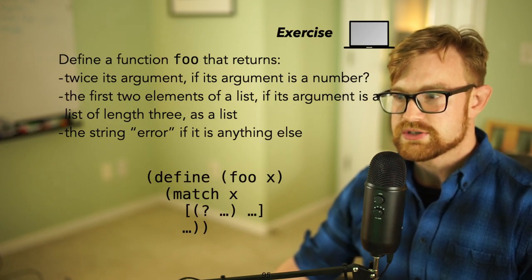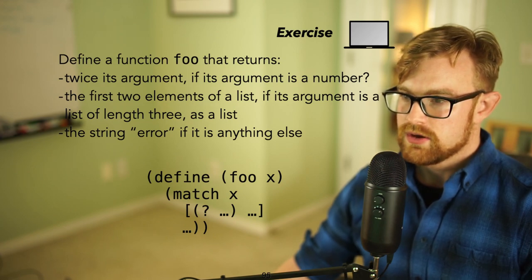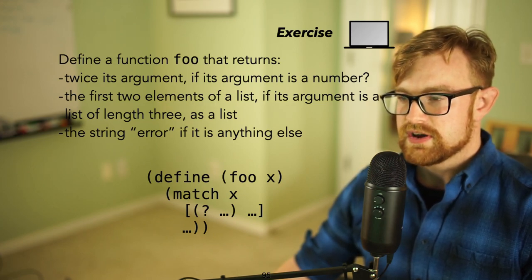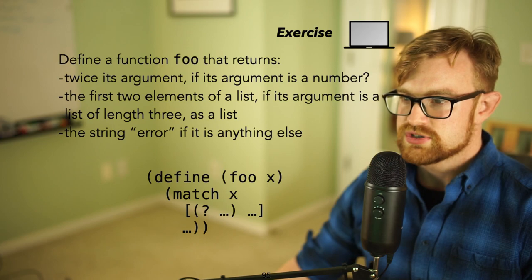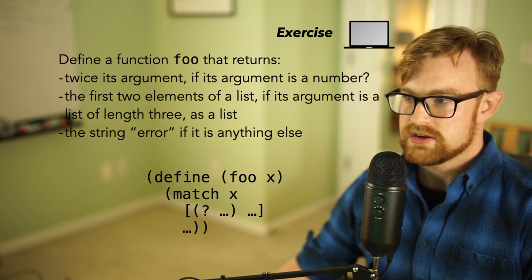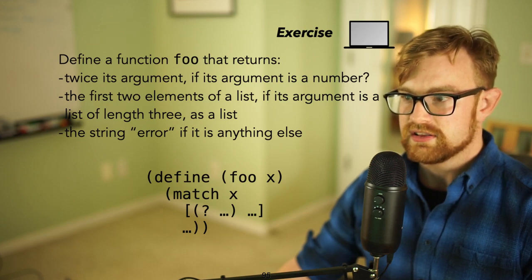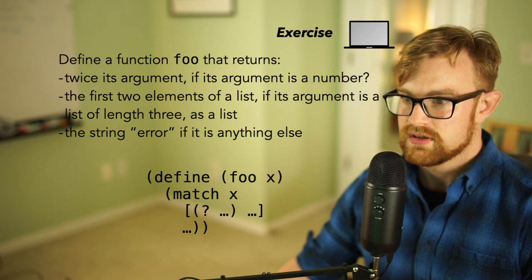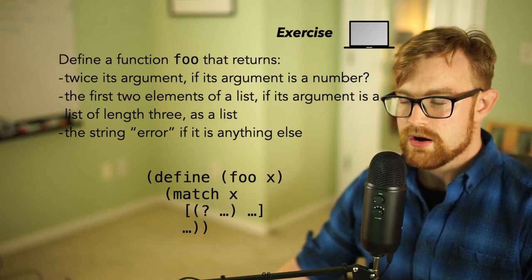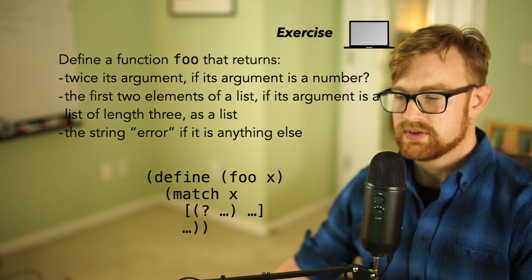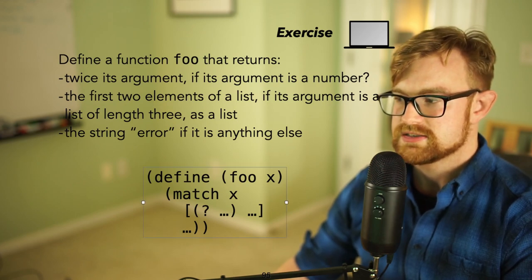All right, so now let's work through an example. Our exercise tells us to define a function foo that returns twice its argument if its argument is a number?, returns the first two elements of a list if its argument is a list of length 3, or the string error if it is anything else. All right, so let's copy and paste this over.